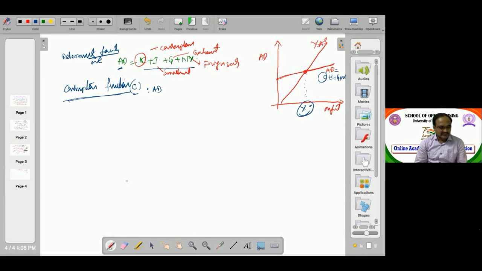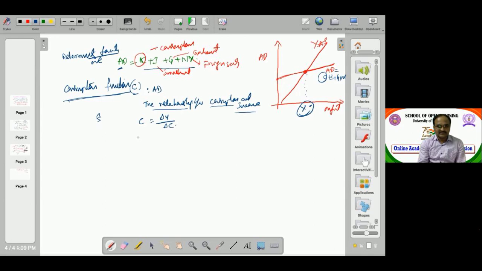What is C? That is the consumption function. What is the consumption function? The consumption function is the relationship between consumption and income. It is described by the consumption function. So the relationship between consumption and income is described, and you can denote it like this: C is equal to delta C upon delta Y.